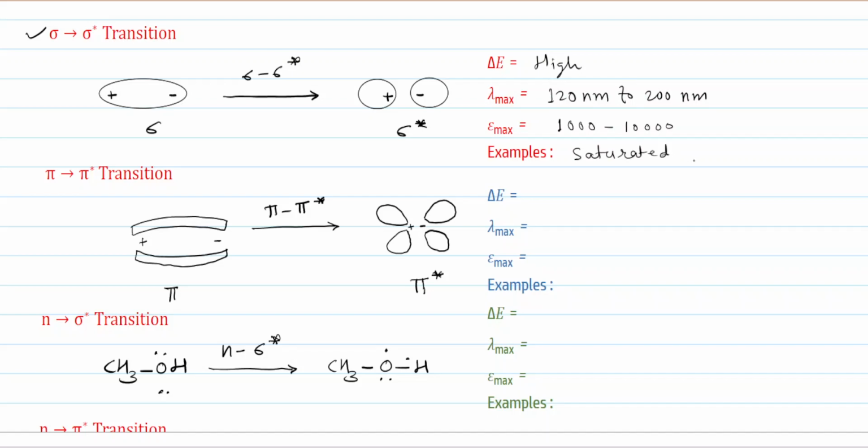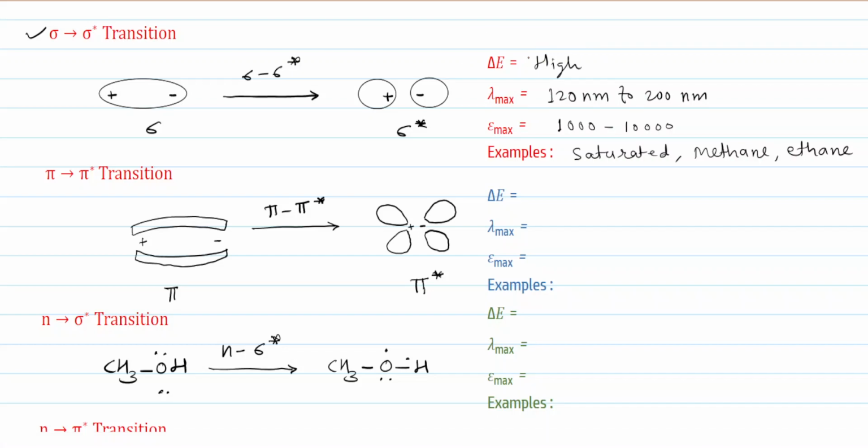An example for this sigma to sigma star transition: this transition is observed in saturated compounds only, where there is a single bond, that is sigma bond. So we can write the examples of alkanes. Here I will write methane, ethane; this type of compound shows sigma to sigma star transition. And here the energy required is very high, and lambda max is less as compared to other transitions.